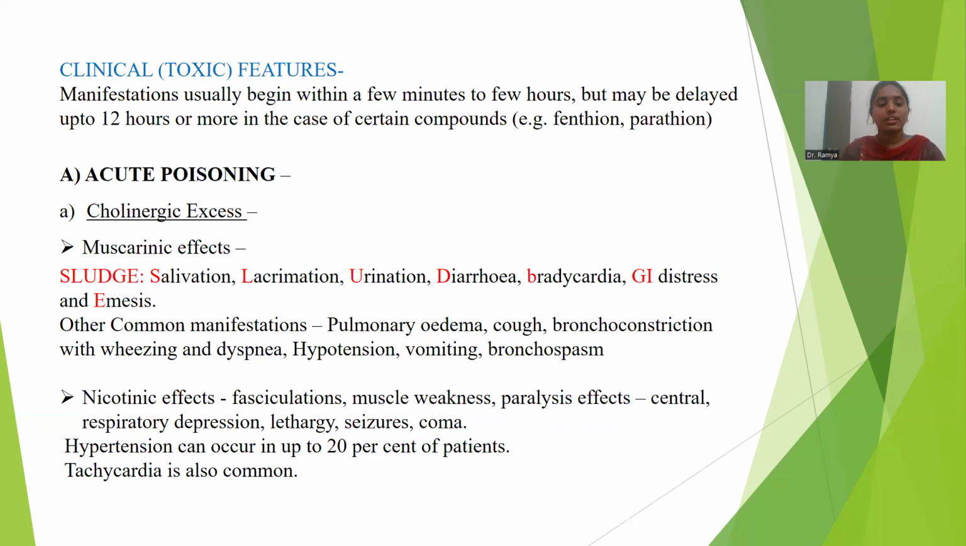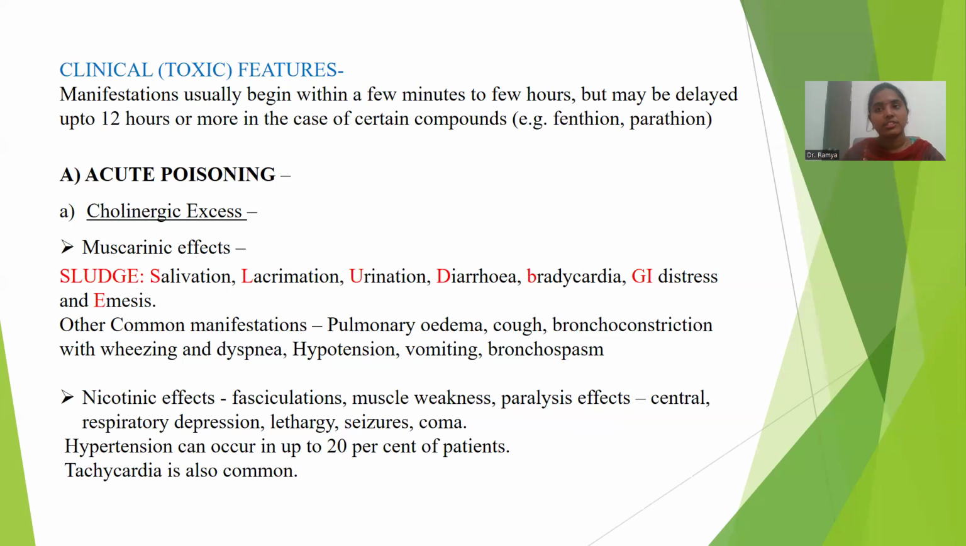First, muscarinic effects. Here, I wrote SLUDGE. This is a mnemonic to remember the muscarinic effects. S for salivation, L lacrimation, U urination, D diarrhea, B bradycardia, GI distress, and emesis. By this mnemonic, you can remember the muscarinic effects. Other effects you can also see: pulmonary edema, cough, bronchoconstriction with wheezing and dyspnea, hypotension, vomiting, bronchospasm. Next, we will see nicotinic effects.